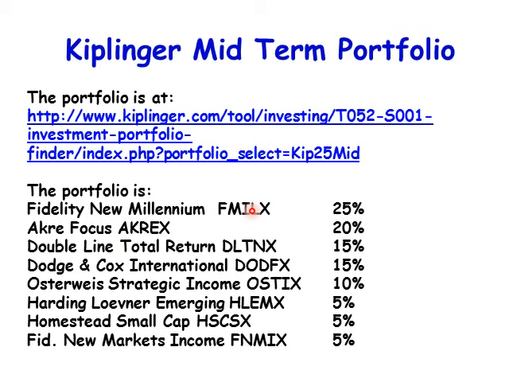So Fidelity New Millennium 25%, Akre Focus 20%, DoubleLine Total Return 15%, Dodge & Cox International 15%, Oppenheimer Strategic Income 10%, Harding Loevner Emerging Market 5%, Homestead Small Cap 5%, and Fidelity New Markets Income 5%. So this is the portfolio for the midterm portfolio, and the funds are from the Kiplinger 25.